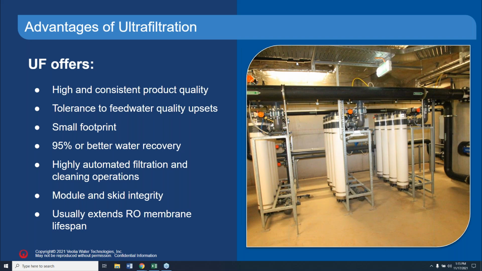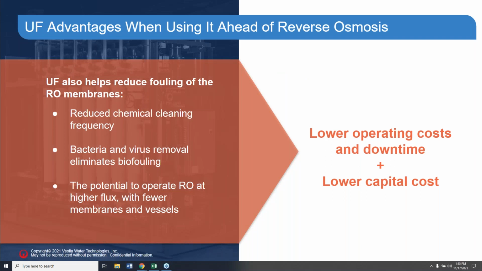But the most important thing, and what we're here to talk about today, is they are very good at extending RO operations, lowering cleanings, and extending the lifespan and lowering operational costs around ROs. So leading into that, I will tell you that UF is very good at reducing the fouling of RO membranes and lowering their operational costs.